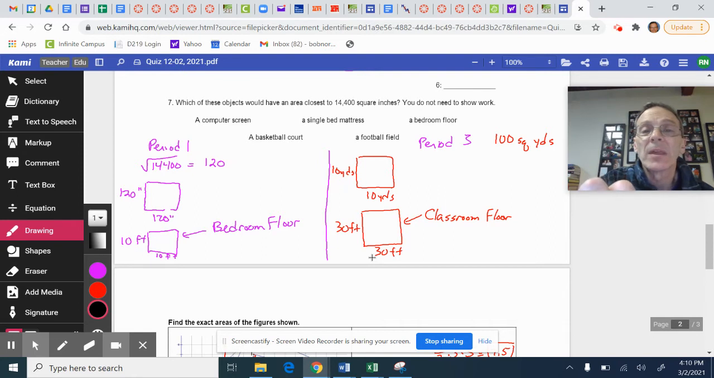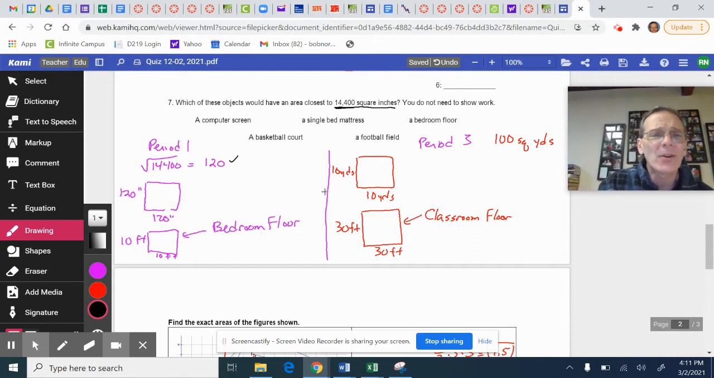And number 7, the given information was 14,400 square inches. You know that my advice to you has been to take the square root of that given value and see if you get a nice whole number. Well, in this case, you do, 120. So if we invent a rectangle, which in this case would be a square, that is 120 inches by 120 inches, that would be a rectangle whose area is 14,400 square inches.